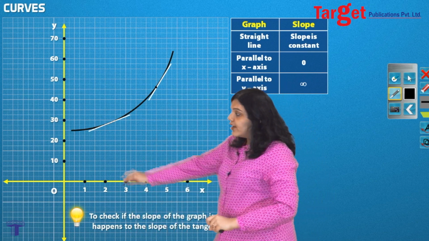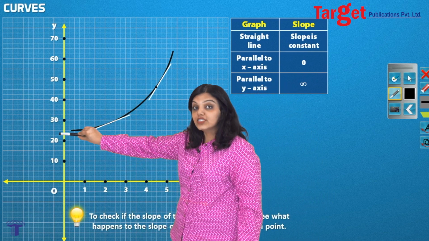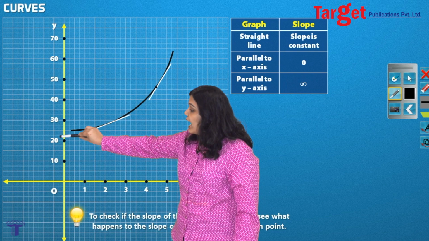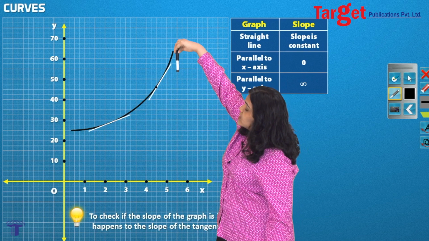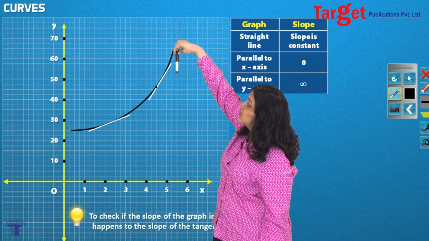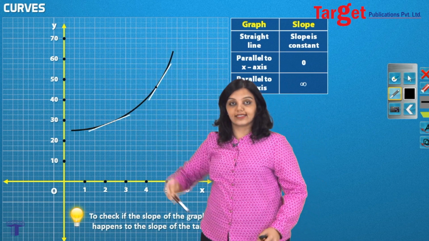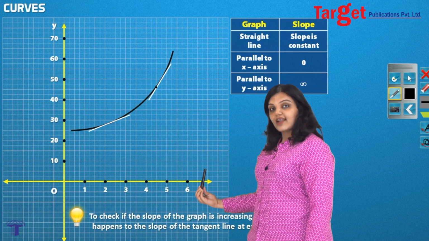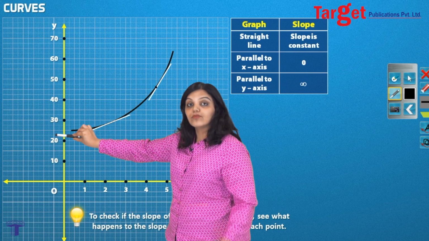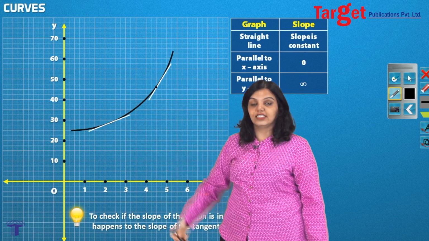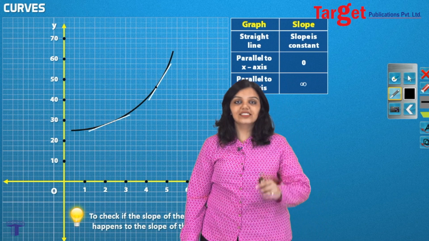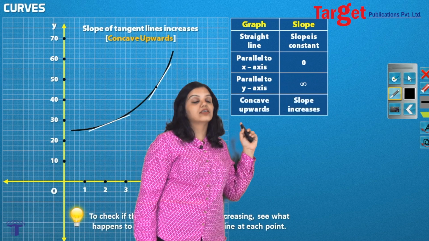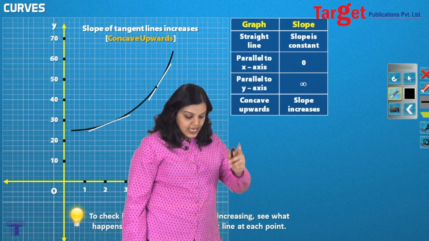Now, let's go back here. Here, the line is going to be like this. The tangent that you draw will be horizontal, which means the slope will be 0. And here, the slope will be infinity because now the tangent looks like it is parallel to the y-axis. So you can see what's happening to the tangent lines. From the origin towards the right, the tangent line is going from slope 0 to slope infinity. So now you can say that the slope is increasing. And I'm going to put that in our table. Every time you see a concave upwards graph, it means that the slope increases. Let's keep that for later.